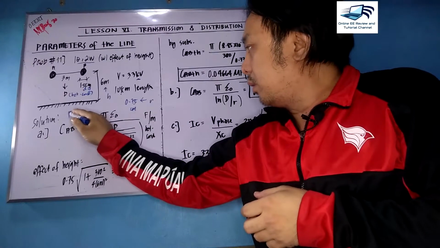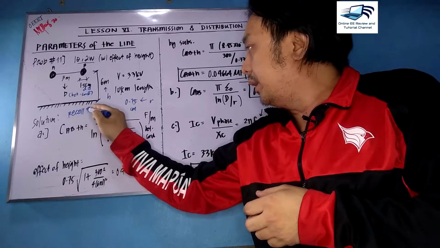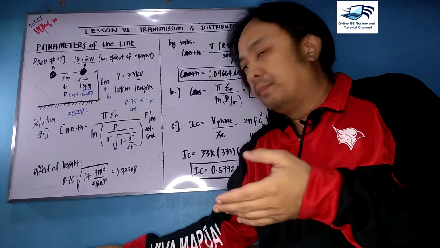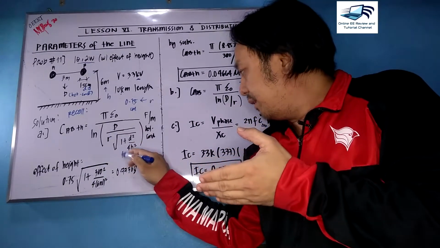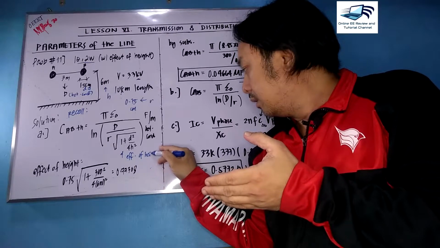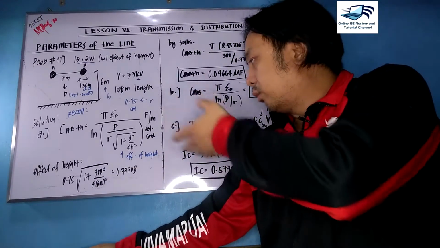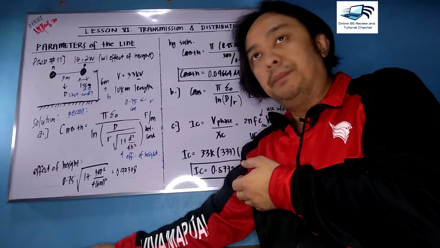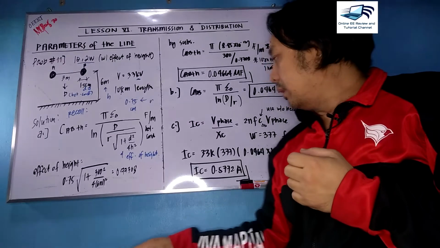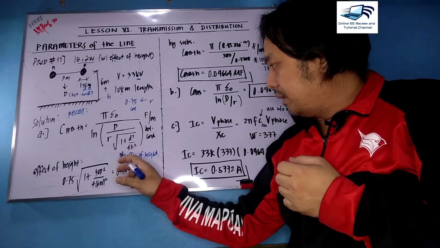So we must recall the equation here. Say C_AB plus the effect of the height is pi epsilon naught over ln D over r, and this is the effect of the height equation, which is square root of 1 plus D squared over 4H squared. So this is in farad per meter between conductors.